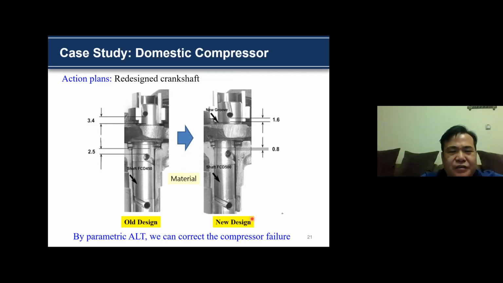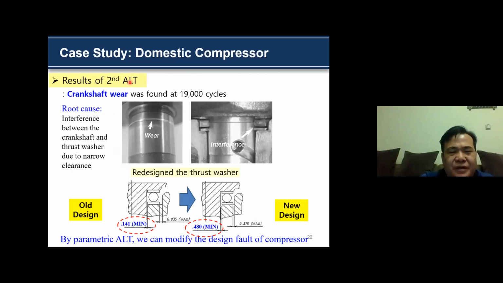This is the second result of the parametric ALT, and we found crankshaft wear at 19,000 cycles. The root cause came from interference between the crankshaft and the thrust washer because of narrow clearance. We changed the dimension from 1.1 to 1.4. By parametric ALT we can modify the design weak point of the compressor.